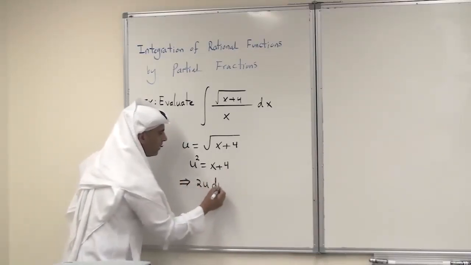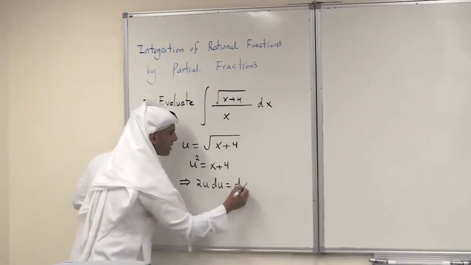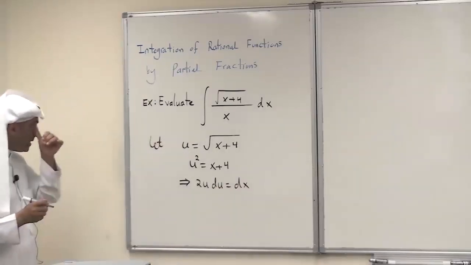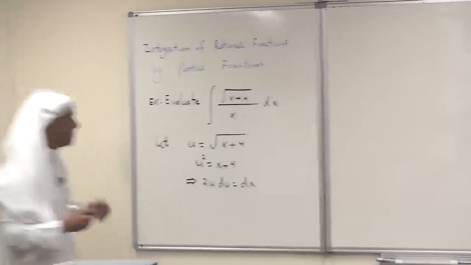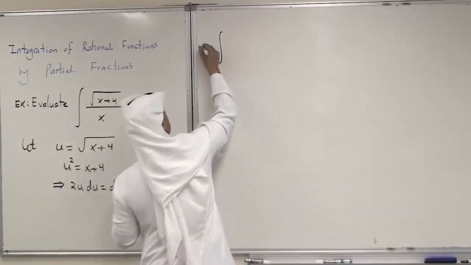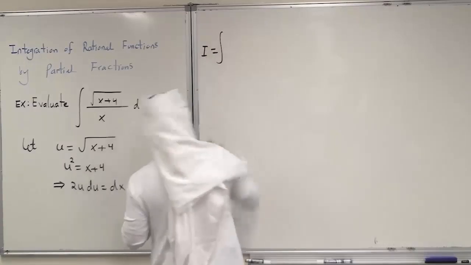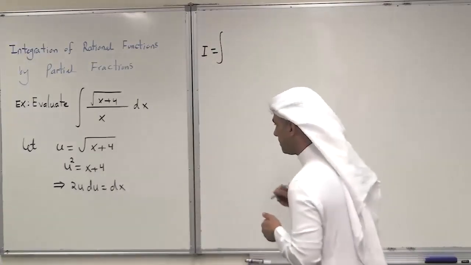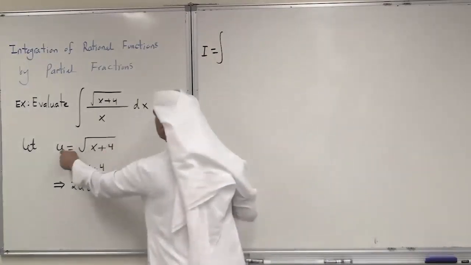2u du is equal to what? Equal to dx. Now what happened to the integrand after substituting? Let us do that. We have our integral I equal to the integral of radical x plus 4. Radical x plus 4 is equal to u.